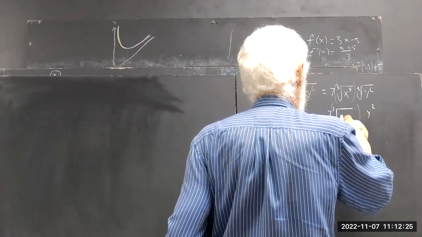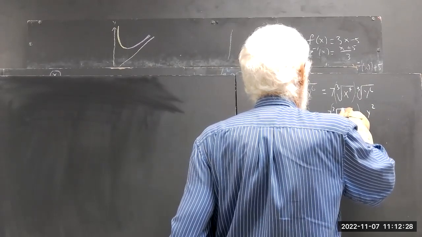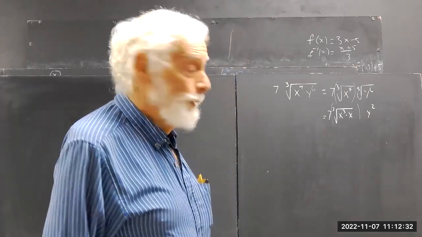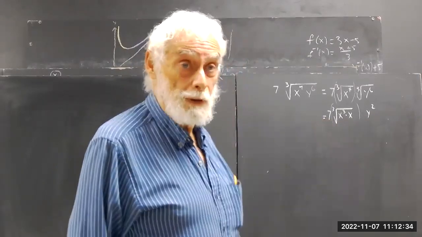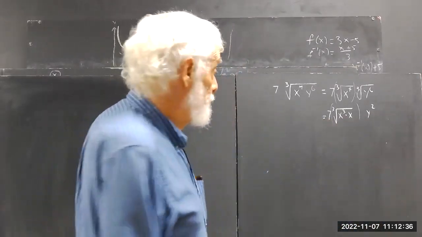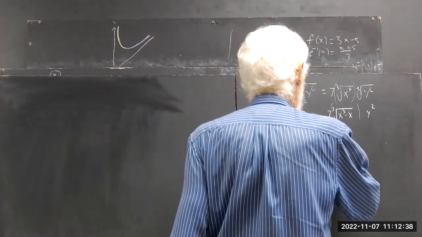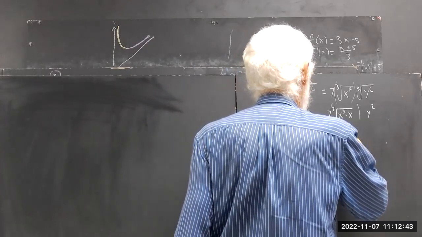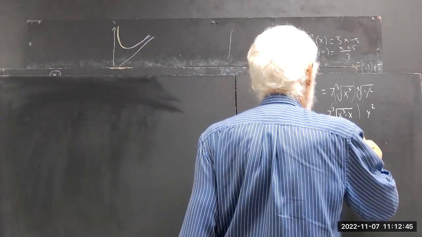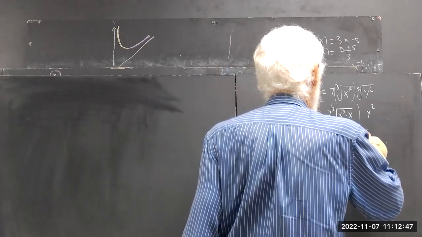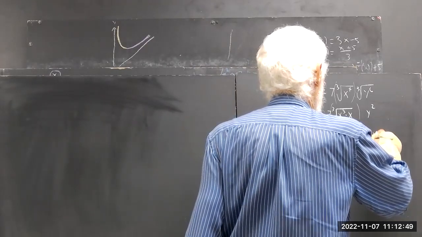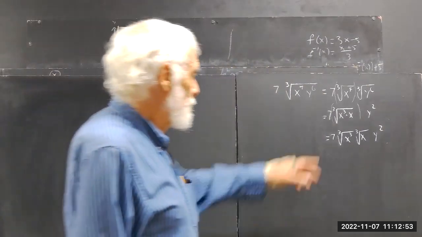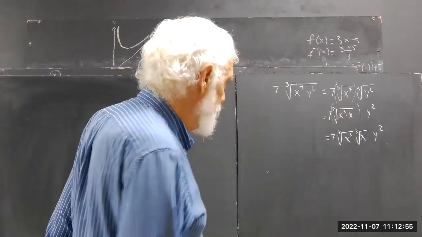But 7 times the cube root of x cubed times x. Because x cubed is something I can do a cube root of. X isn't. Well, that gives me then 7 times the cube root of x squared times the cube root of x times y squared. Probably should have put the x in front of the x cubed.